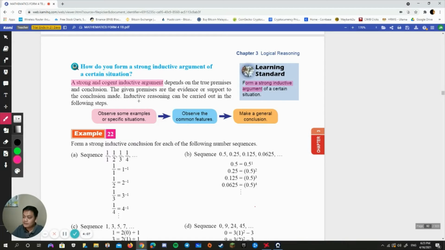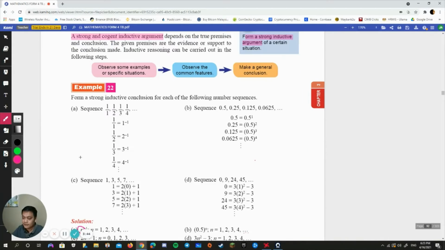to perform inductive reasoning. The first one, you observe some examples or specific situations. Then you observe the common features and then make a general conclusion. You refer to example 22. Form a strong inductive conclusion for each of the following number sequences. Look at A. Sequences 1 over 1, 1 over 2, 1 over 3, 1 over 4, and so on.